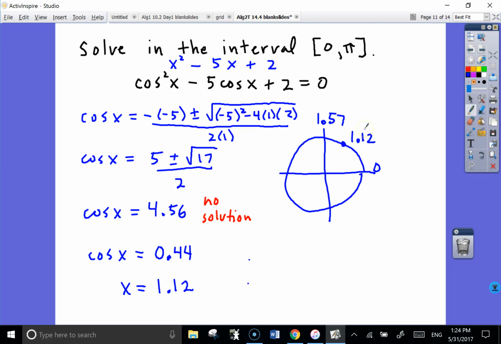Okay, now, in what other quadrant would cosine have the same value? Quadrant 4. It's got to drop straight down, right? The x-coordinate is the same. It's to the right, it's to the right. But they said only between 0 and pi, so we're not interested in quadrant 4. We don't want either one of these two. We would only be interested if there was a value over here, and there's not. So it's 1.12, that's the answer.